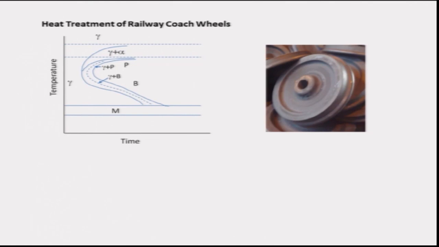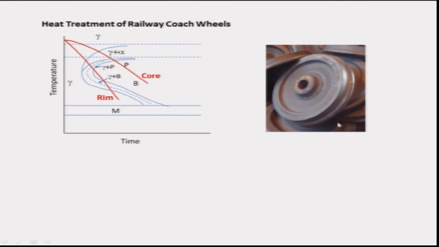Another example is heat treatment of wheels for railway coaches. These are photographs of some real wheels, and here again we try to modify the surface so that the rim has a somewhat different structure compared to the core, but here we do not produce any martensite. The hot wheel, which is in the austenite region, is subjected to water spray all around the rim. As a result, the cooling curves that you get are of this kind.